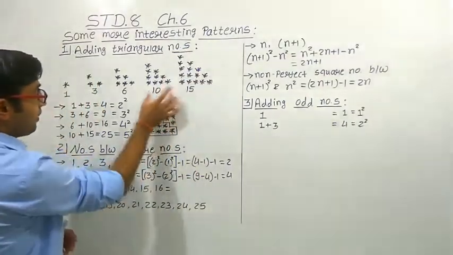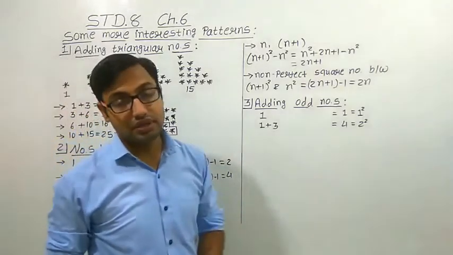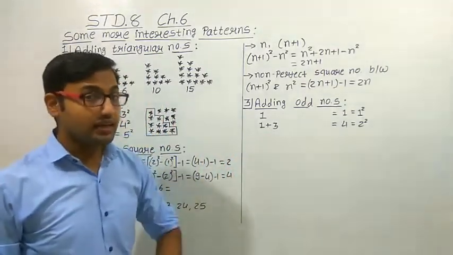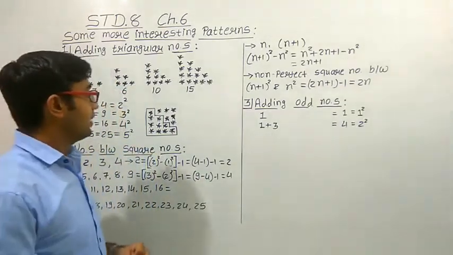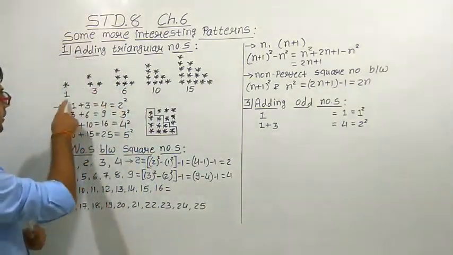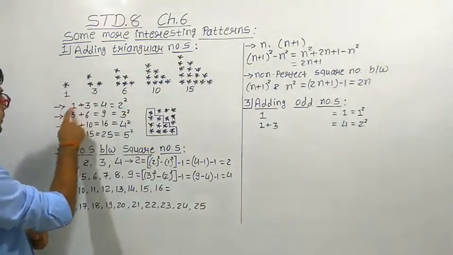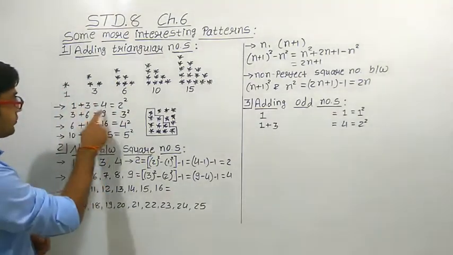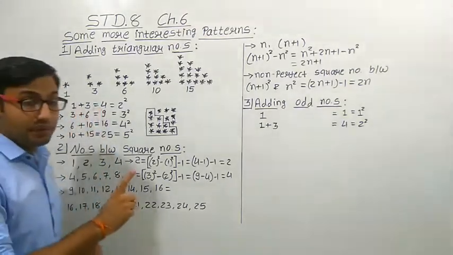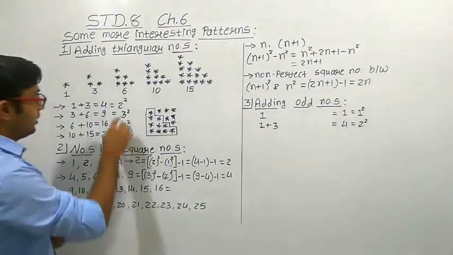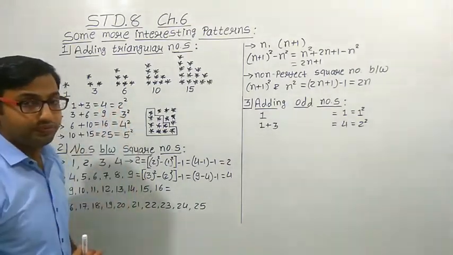So this type of numbers are called triangular numbers. These triangular numbers are not directly related to the perfect square numbers. Then how can we relate them? See, if we add the first two triangular numbers, then what will happen? 1 plus 3. And 1 plus 3 is what? 4. And 4 is what? Is it a perfect square number? Yes. It is a perfect square number and it is the square of 2.